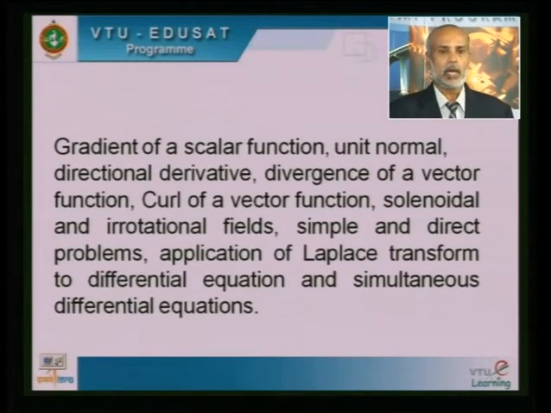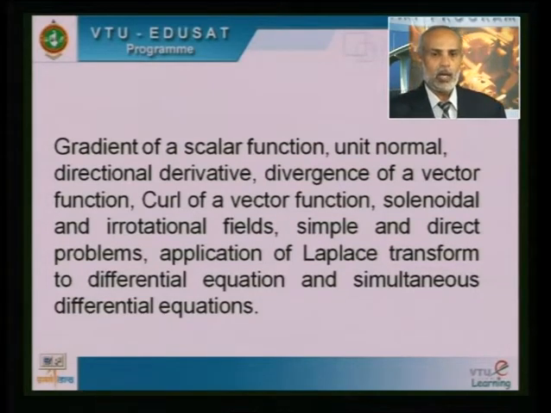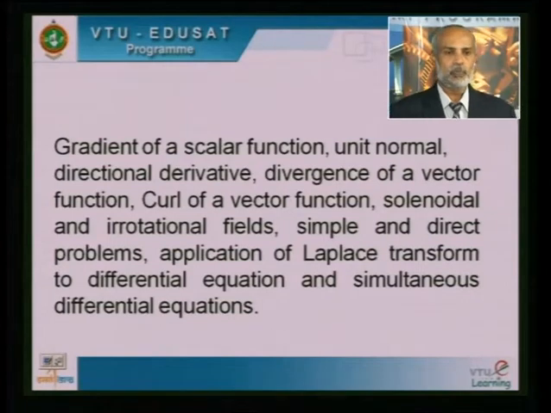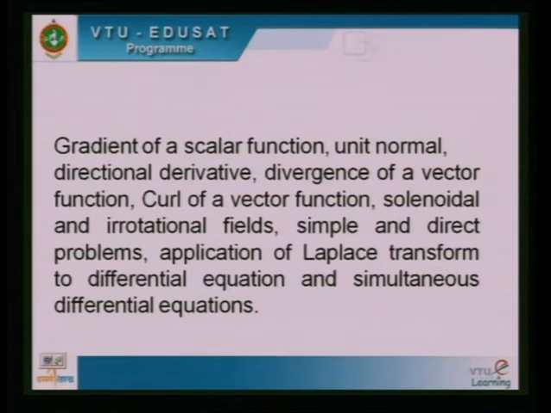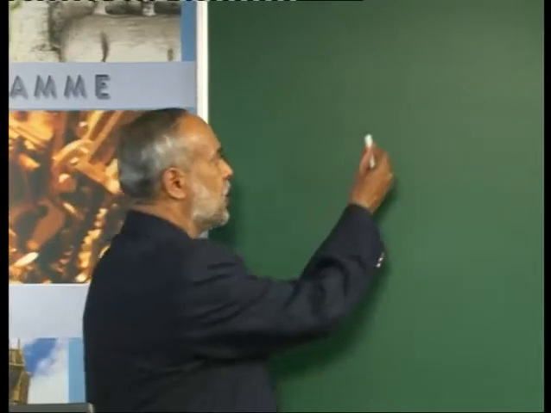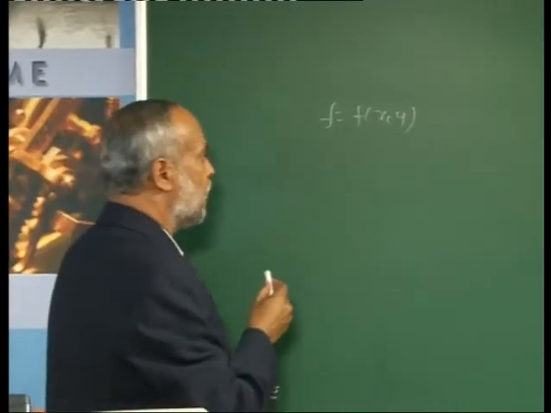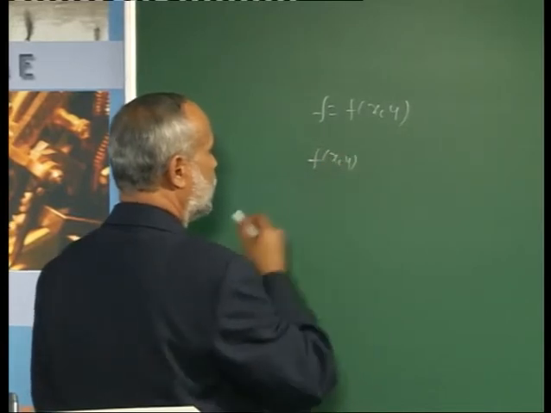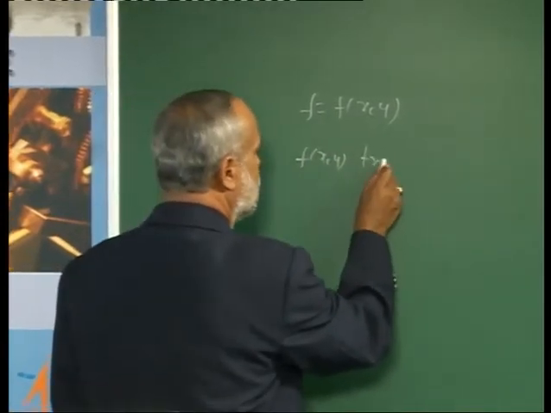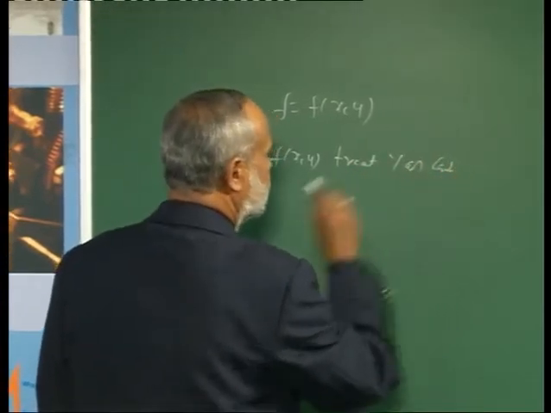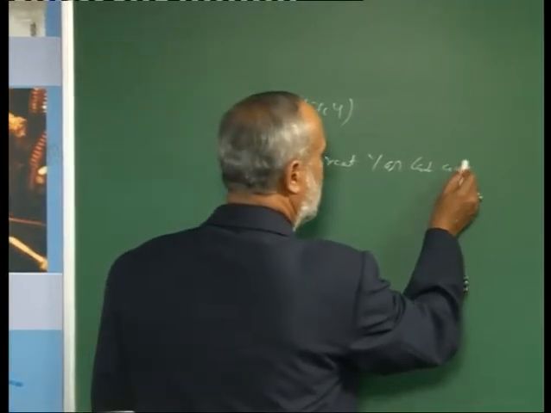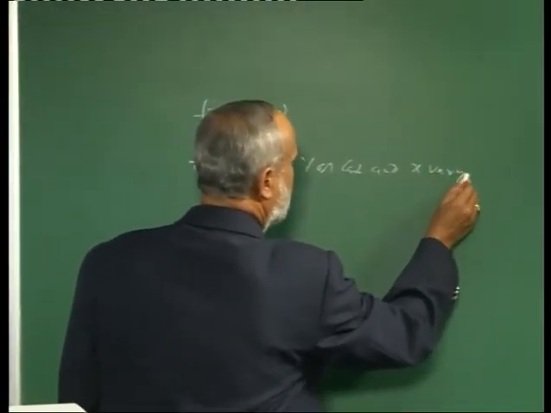Before going to start gradient of a scalar function, let us see what partial differentiation is, which you have to know. Partial differentiation means: let f be a function in two independent variables x and y, that is f is equal to f of x comma y. For the function f of x comma y, treat y as a constant and x varies alone.